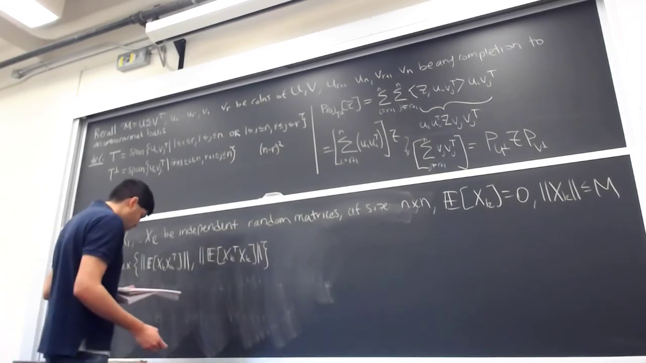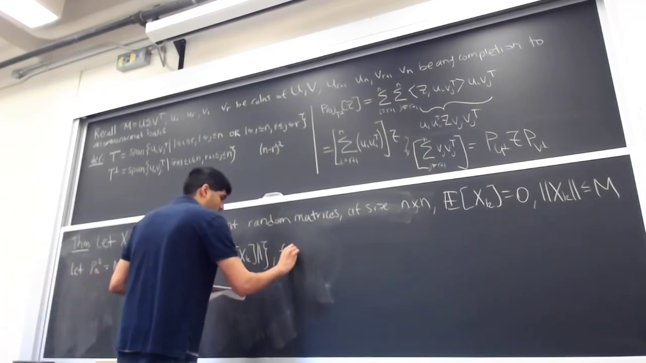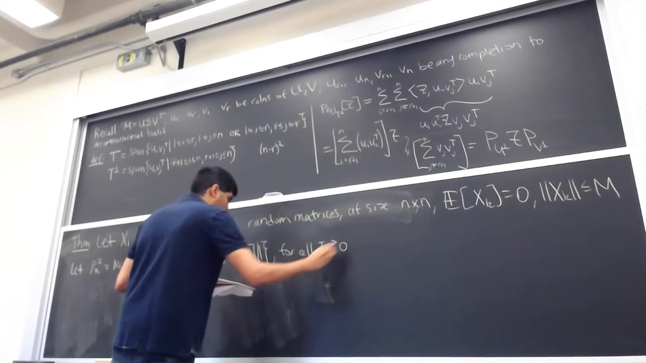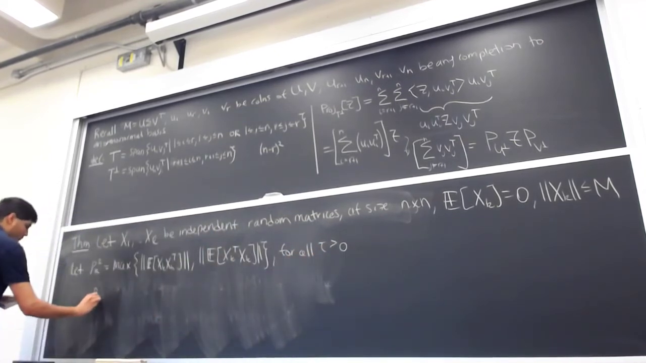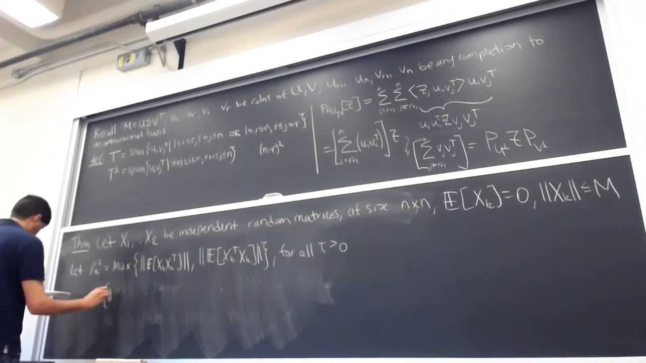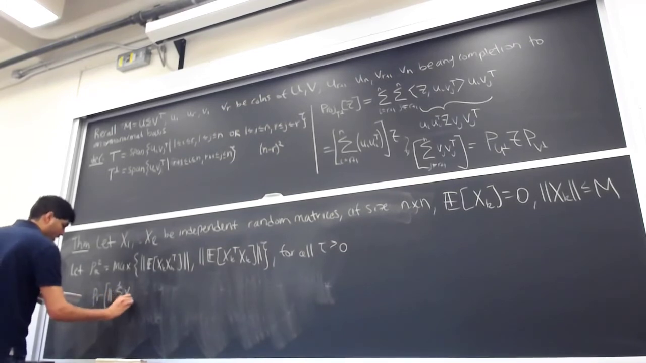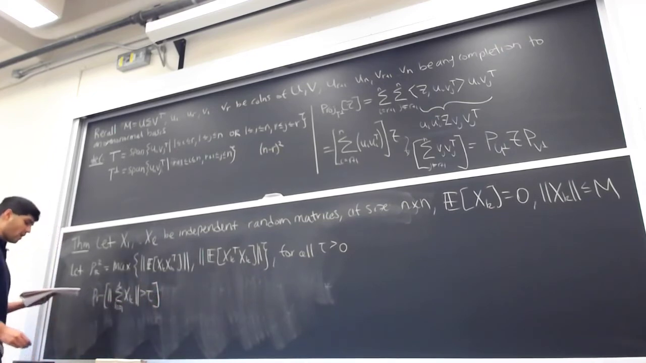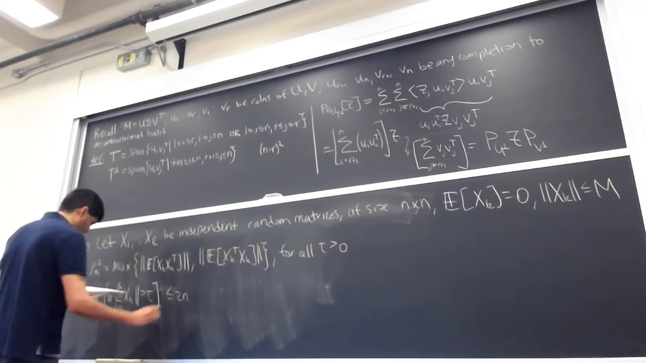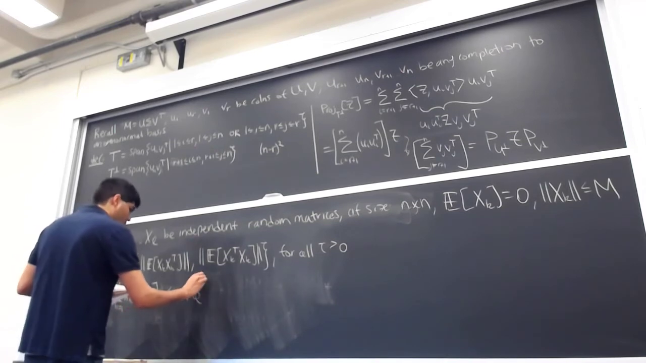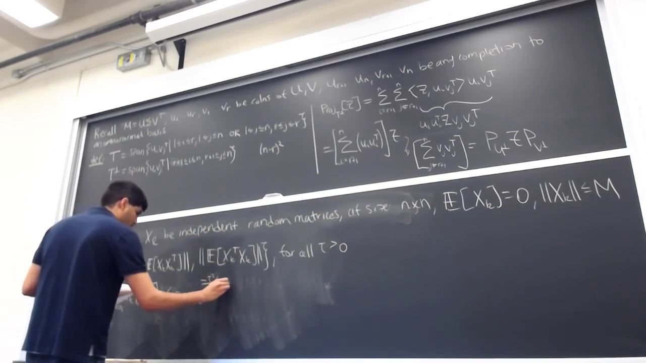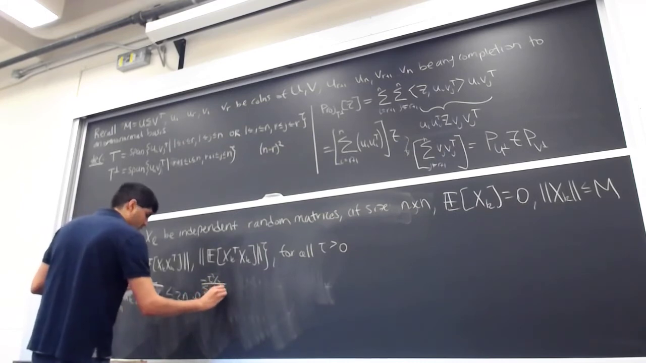Then the matrix Chernoff bound just tells you that for all tau greater than 0, the probability that the sum from k equals 1 to L of xk, a matrix whose operator norm is larger than tau, is at most 2n times e to the minus tau squared over 2, over the sum of rho k squared plus M tau over 3.